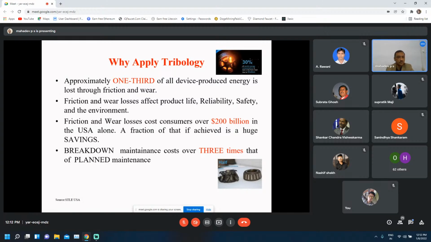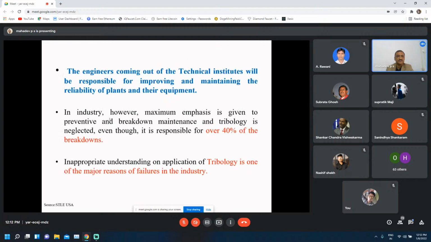Sir has already covered that. Approximately one third of all the energy produced by devices is lost through friction and wear. So it affects product life, reliability, safety, and the environment. In the USA alone, the losses occurring due to friction and wear are over 200 billion. Breakdown maintenance costs over 3 times that of plant maintenance.